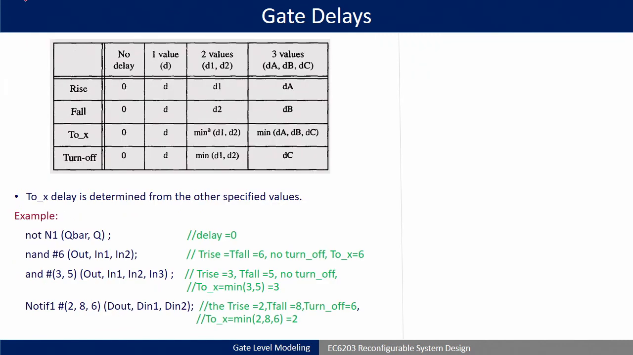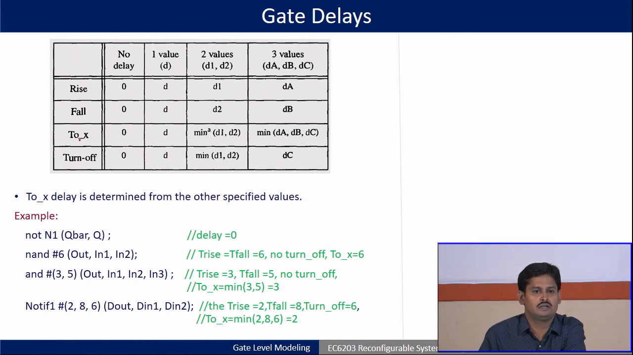Now, this is a table where the rise, fall, TOX and turn-off delays are given row-wise, and if there is no delay, then all these delays will be 0. If you see the example here, not N1 q bar comma q, here not is the gate. If you synthesize it, you will get a NOT gate whose output is q bar and input is q, and the delay is 0 because no delay is specified. So, if 0 delay is specified, then all my delays are 0: rise, fall, turn-off and transition to x delay. This is one example.